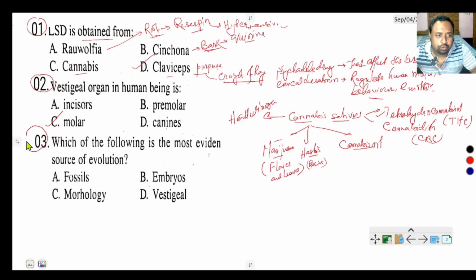Next question, which of the following is the most evident source of evolution? Here the most evident source of evolution is fossils. Okay. Embryology is also efficient evidence of evolution.